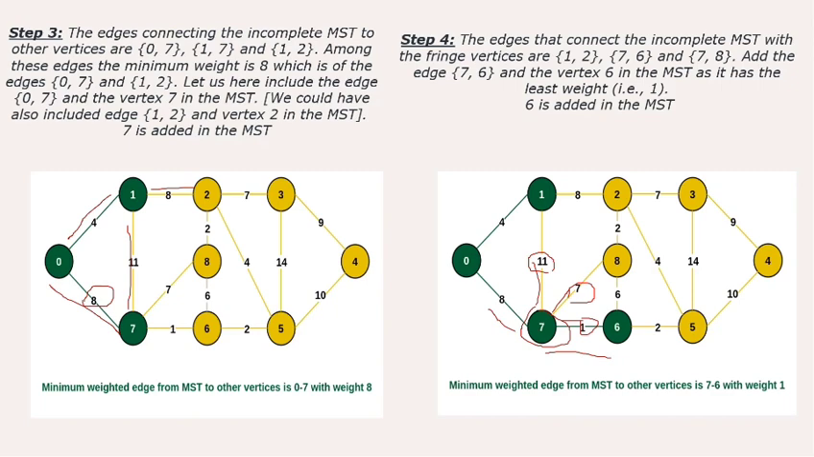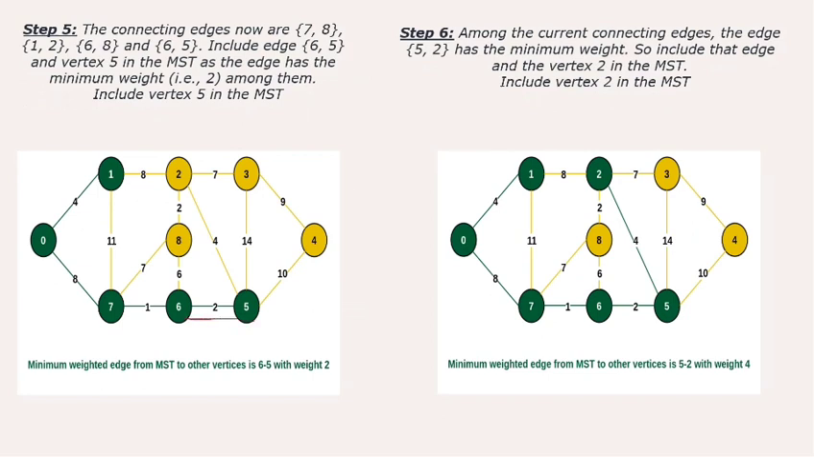Next, coming to 6. 6 has ways to 8, 5 and to 7. As 7 is already visited, it has only the possibility to go for 8 and 5. The minimum weight is 2. So it visits 5 through the weight 2. Then 5 has the choice of going to 2, 3 and 4, and the weights are 4, 14, 10 and 14. So the minimum weight is 4. So 5 visits 2 through the weight 4.